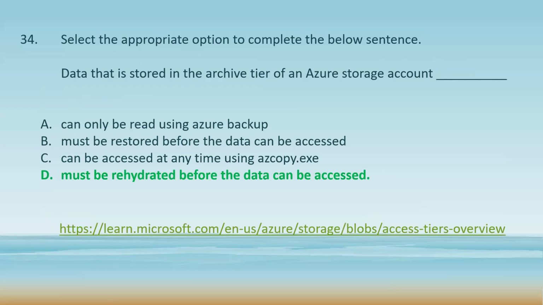Archive tier is an offline tier optimized for storing data that is rarely accessed and that has flexible latency requirements, on the order of hours. Data in the archive tier should be stored for a minimum of 180 days. To read or download the data, you must first rehydrate data to an online tier, which can be either hot or cool. Data in the archive tier can take up to 15 hours to rehydrate, depending on the priority you specify for the rehydration operation.